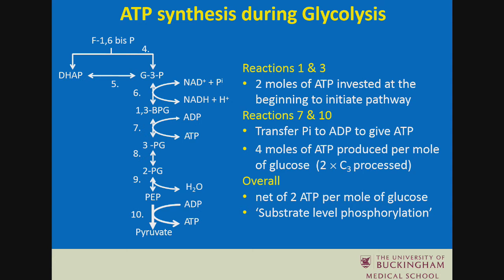So we've got the investment in reactions 1 and 3 in phase 1 of ATP, but we recoup that in terms of the ATP that's generated in reactions 7 and 10, where each glucose molecule is producing two molecules of ATP in each of 7 and 10. So overall, we've got a net gain of 2 molecules of ATP. This process for producing ATP by adding phosphate onto ADP is known as substrate level phosphorylation. So the ADP is being phosphorylated to ATP.